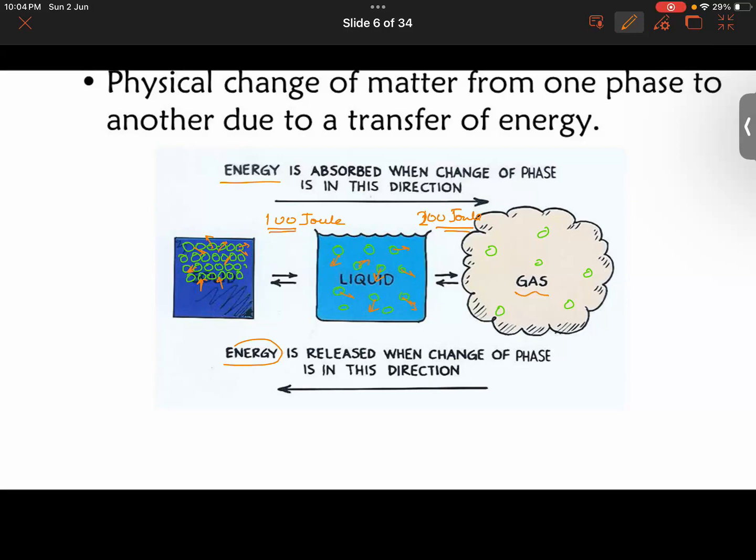Sir, I have understood the physical change of matter from one phase to another due to transfer of energy. Transfer of energy. Good. Continue.